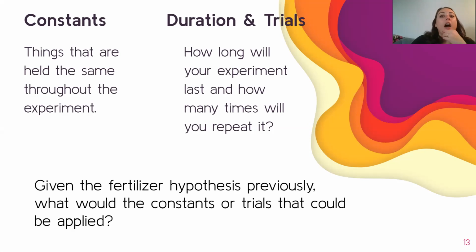Maybe we're going to grow in 5 different plots, and we're going to expose each plot to different levels. We're going to have 5 rows in each of our 5 plots, and each row is going to receive the same amount of fertilizer. Okay, that would be a constant, and that would describe trials.